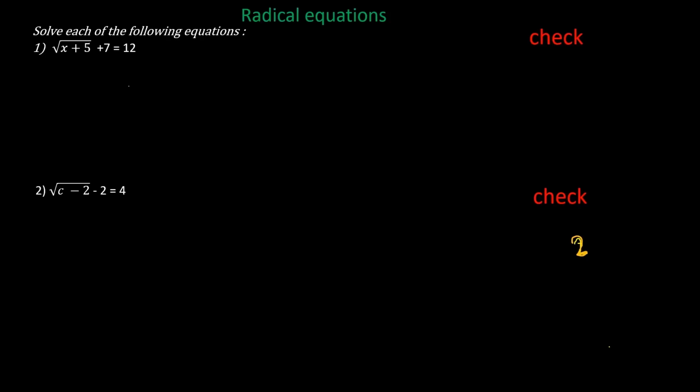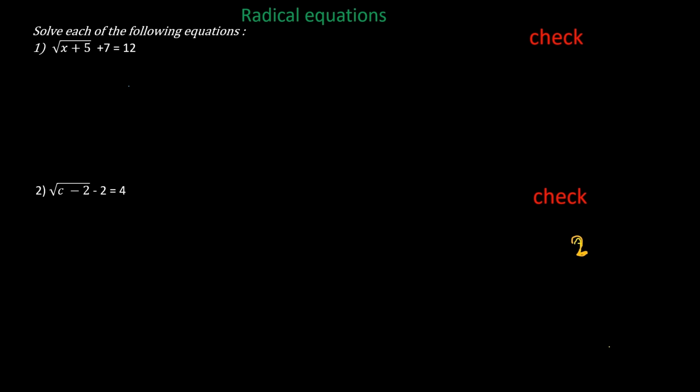Hi. In this lesson, we have to solve radical equations. To solve a radical equation, we have to find the number that satisfies the equation. So let's start to solve number one. Number one is the square root of x plus 5, plus 7 equals 12.